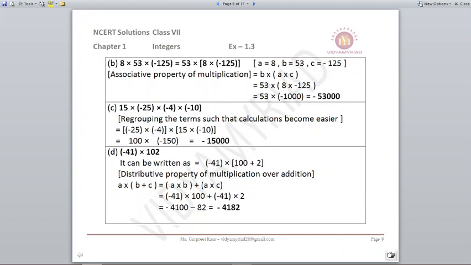Okay. Next, 15 into minus 25 into minus 4 into minus 10. Now here there are 4 numbers and we need to regroup in such a manner that my calculations become easier. So now suppose I make a group 15 into 25, next group 4 into 10. 4 into 10 is easy, no problems, 40. But 15 into 25 I need to multiply and see, and the calculation might be difficult. So I will change the group. I will not accept this.